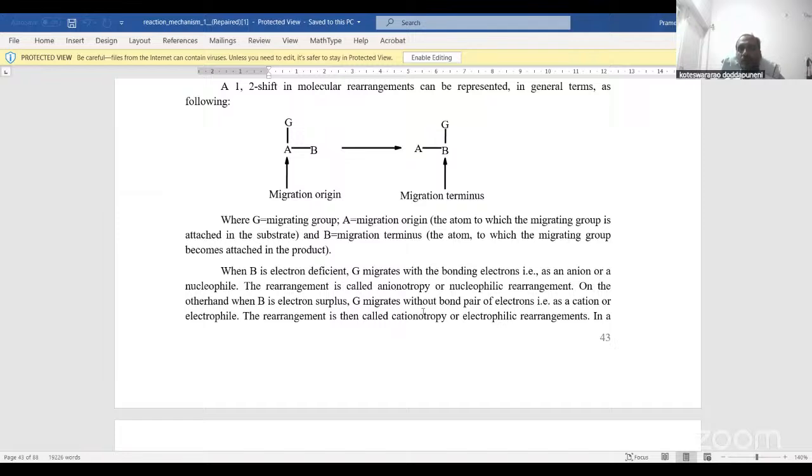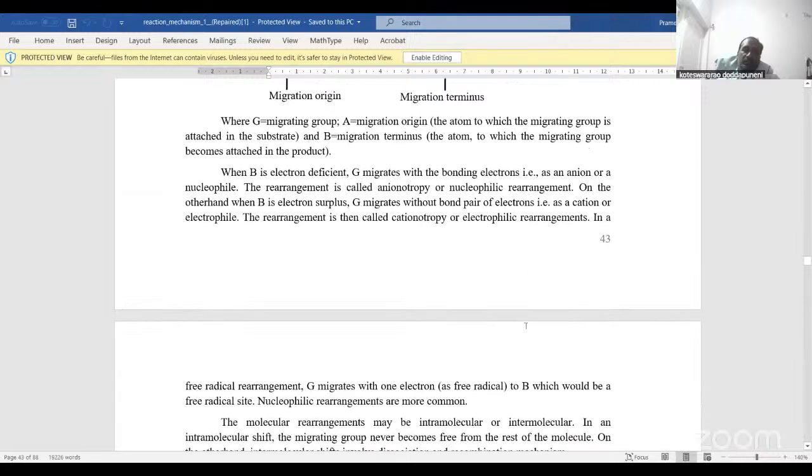That rearrangement is called anionic or anionotropic or nucleophilic rearrangement. On the other hand, if B is the electron-rich position, it can donate a pair of electrons or density. Then G is undergoing migration without its sigma pair of electrons. Then a positively charged species is migrating from A to B. In such case, that migration is called cationotropic or electrophilic rearrangement reaction.